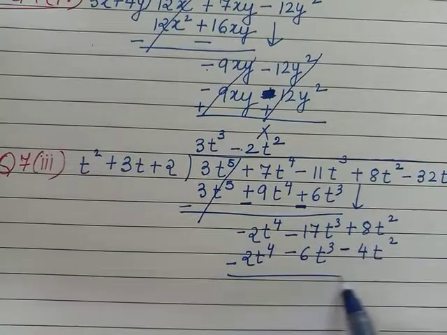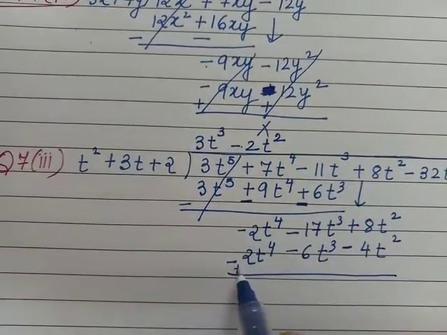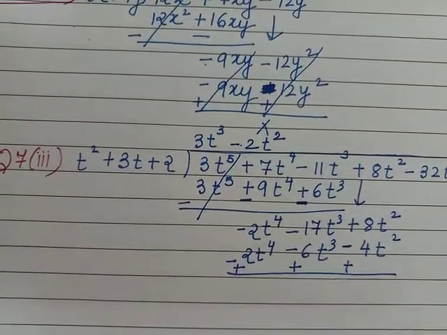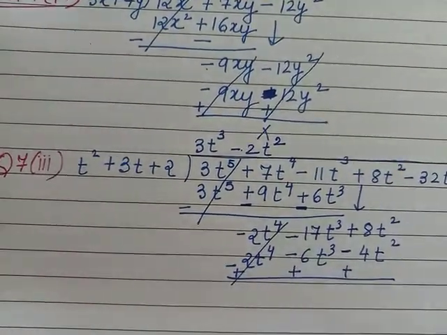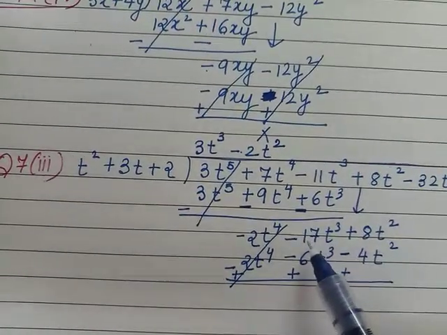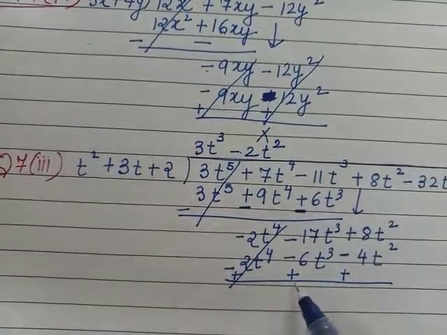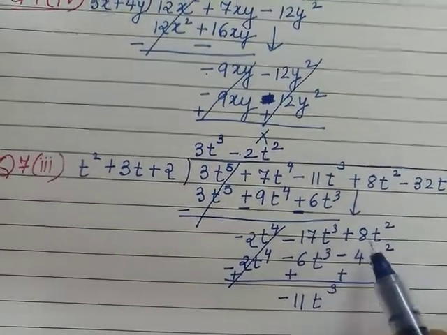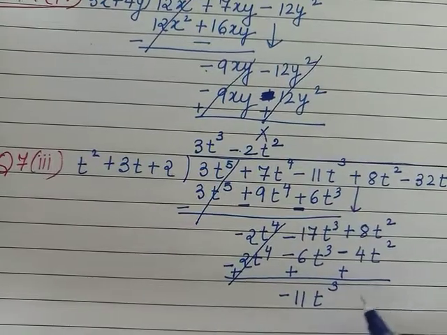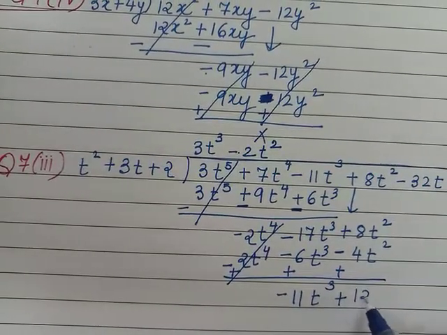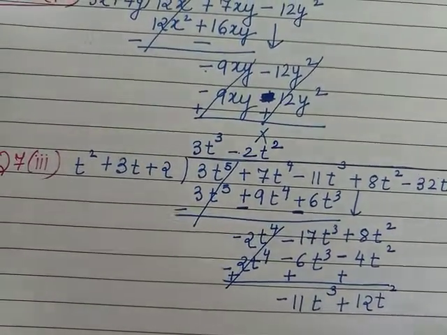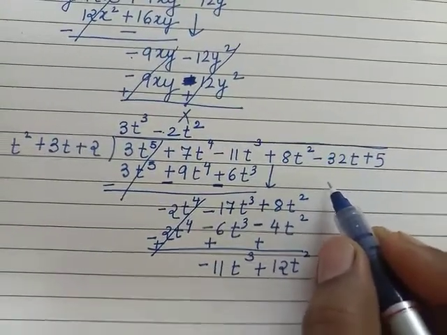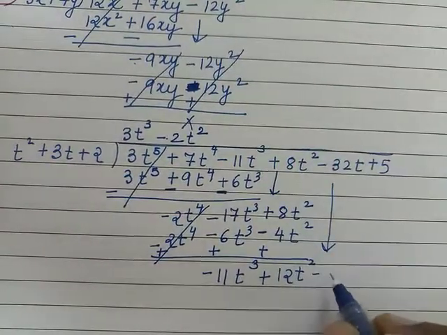Now again we subtract them. So we change the sign. This is plus. This will also become plus and this will also become plus. So these terms get cancelled. Now we have minus 17 and plus 6, that will give you minus 11t cube. Now we get plus 8 and plus 4 will give you plus 12t square. And we copy down this minus 32t.